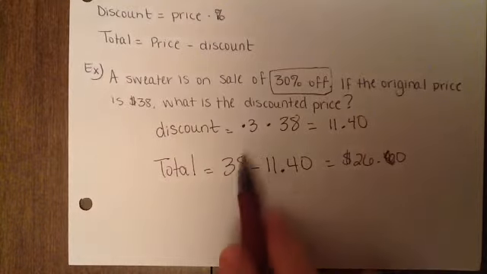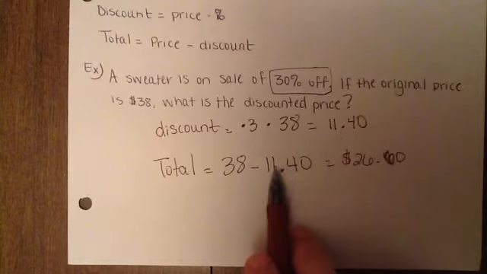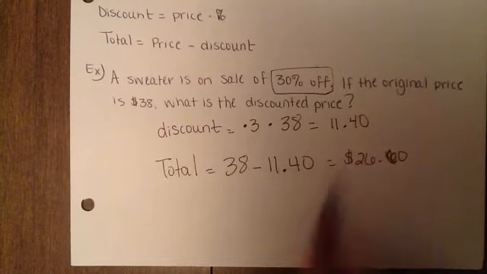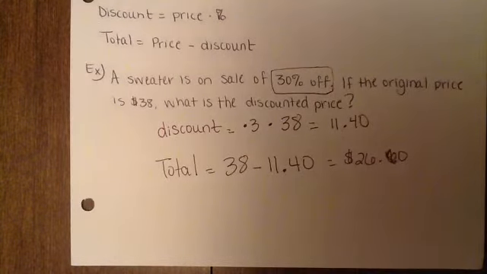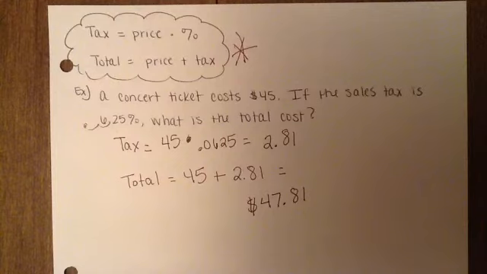Use the percentage to figure out our savings. Subtract that from our price to get our total. Discount we subtract. Sales tax we add on. Nice job today, mathematicians.